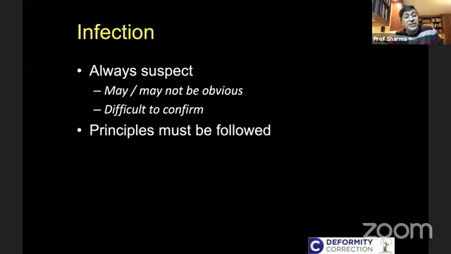Then the other thing we need to look at is infection. Infection may not be obvious. If it's not obvious, you have a recurrent non-union, then I suggest you follow the infection principles. Treat it as infection, because a significant number of them are subclinical infections which may lead to non-union. So if you follow the principles of an infected non-union, then you won't have problems.